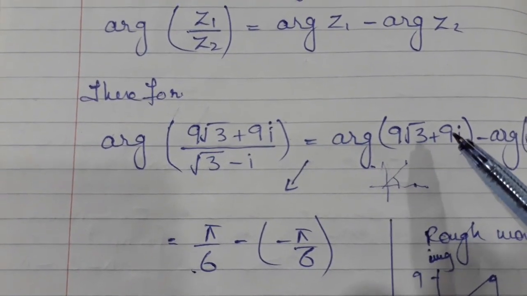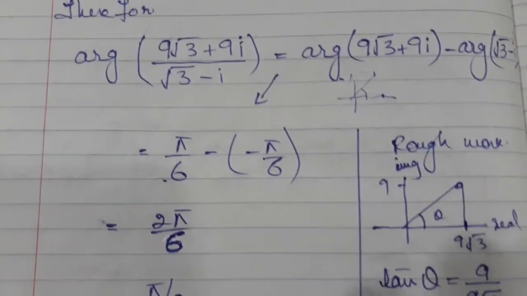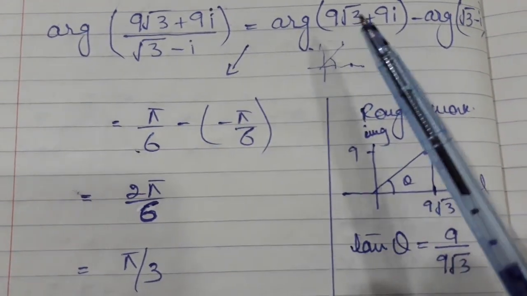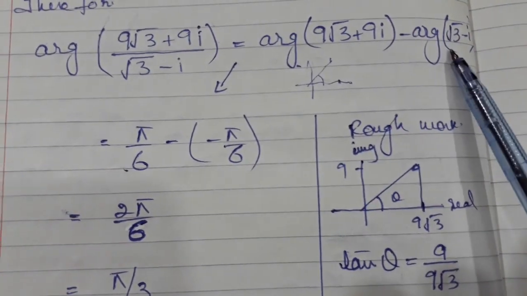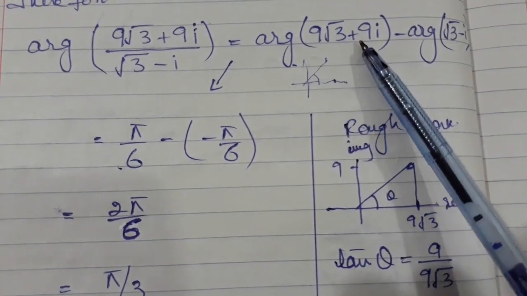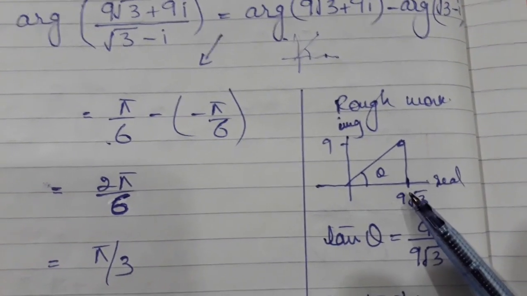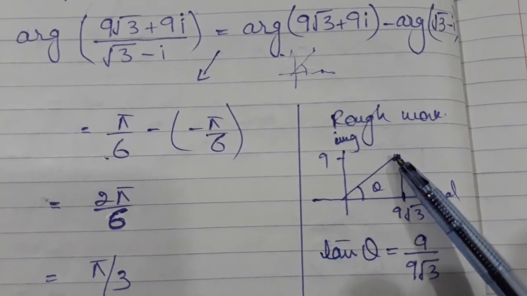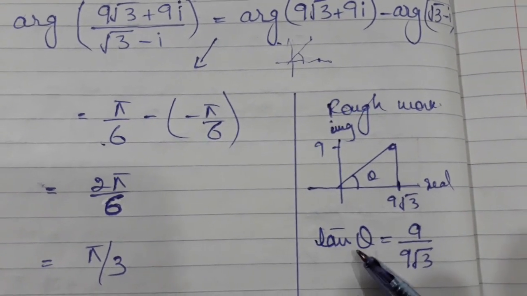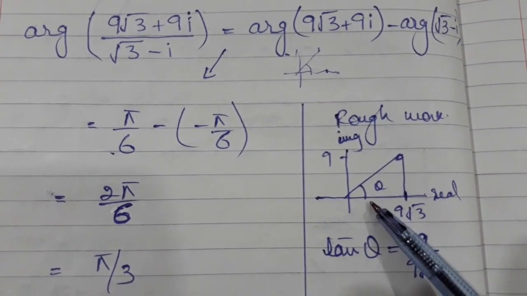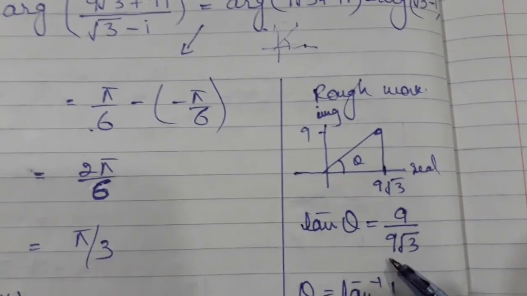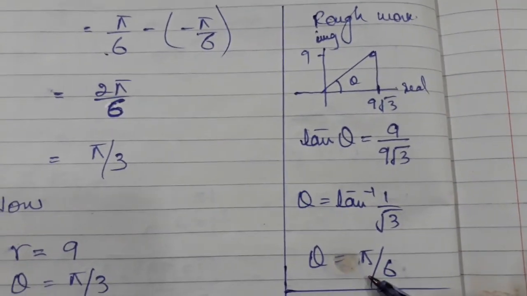If I want to find theta, I will do tan theta equals this over this. I have shown you the working here, because I just want to tell you how I got this answer for this part and how I got this answer for this part. So let's see here. 9 root 3 plus 9i, it is here. So this is my point and it is making angle theta here. So tan theta equals opposite over adjacent. This length is 9 and this length is 9 root 3. So this is giving me angle pi by 6.